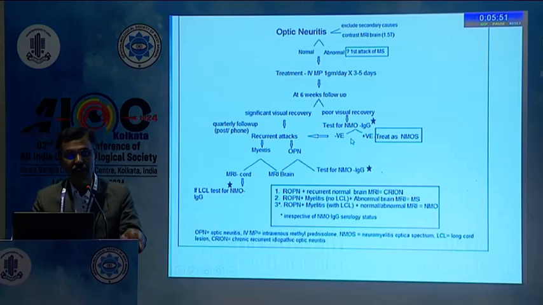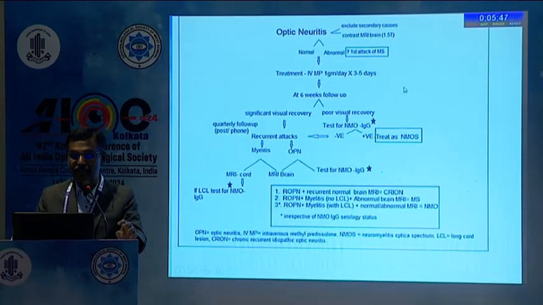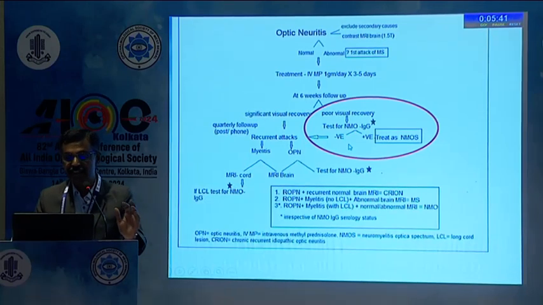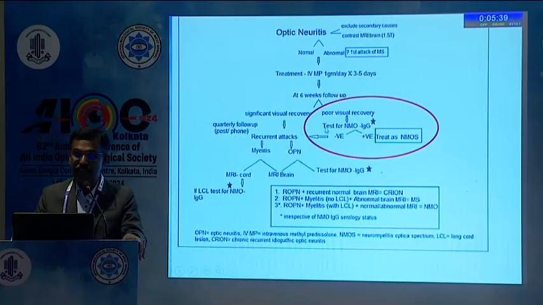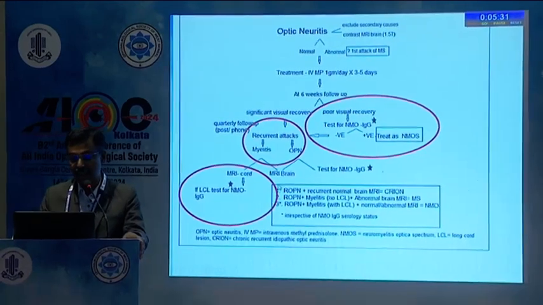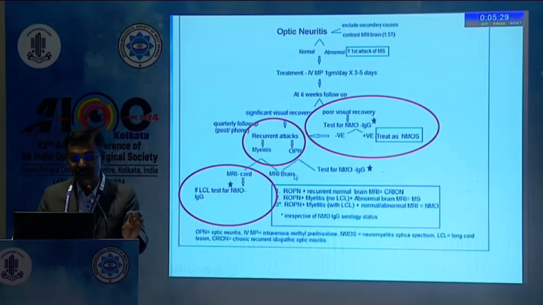Based on all our Indian studies, we can fairly evolve an algorithm. We need to do a contrast enhanced MRI, and if there is poor visual recovery, then we can go for testing for NMO IgG, and not in every case. If there is recurrence, again we can do repeat testing for NMO and repeat MRI of the spinal cord and the brain, and with that we can decide whether these patients will require more extensive blood testing.